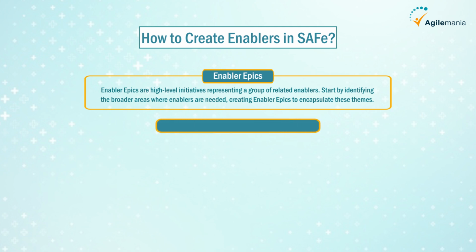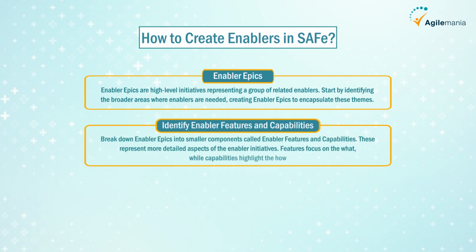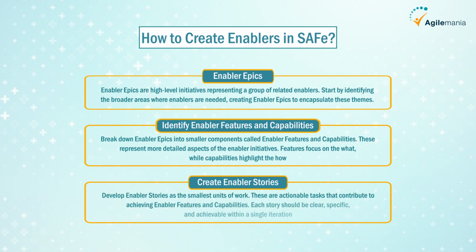Next, identify enabler features and capabilities. Break down enabler epics into smaller components called enabler features and capabilities. These represent more detailed aspects of the enabler initiatives. Features focus on the what, while capabilities highlight the how. Lastly, create enabler stories. Develop enabler stories as the smallest units of work. These are actionable tasks that contribute to achieving enabler features and capabilities. Each story should be clear, specific, and achievable within a single iteration.